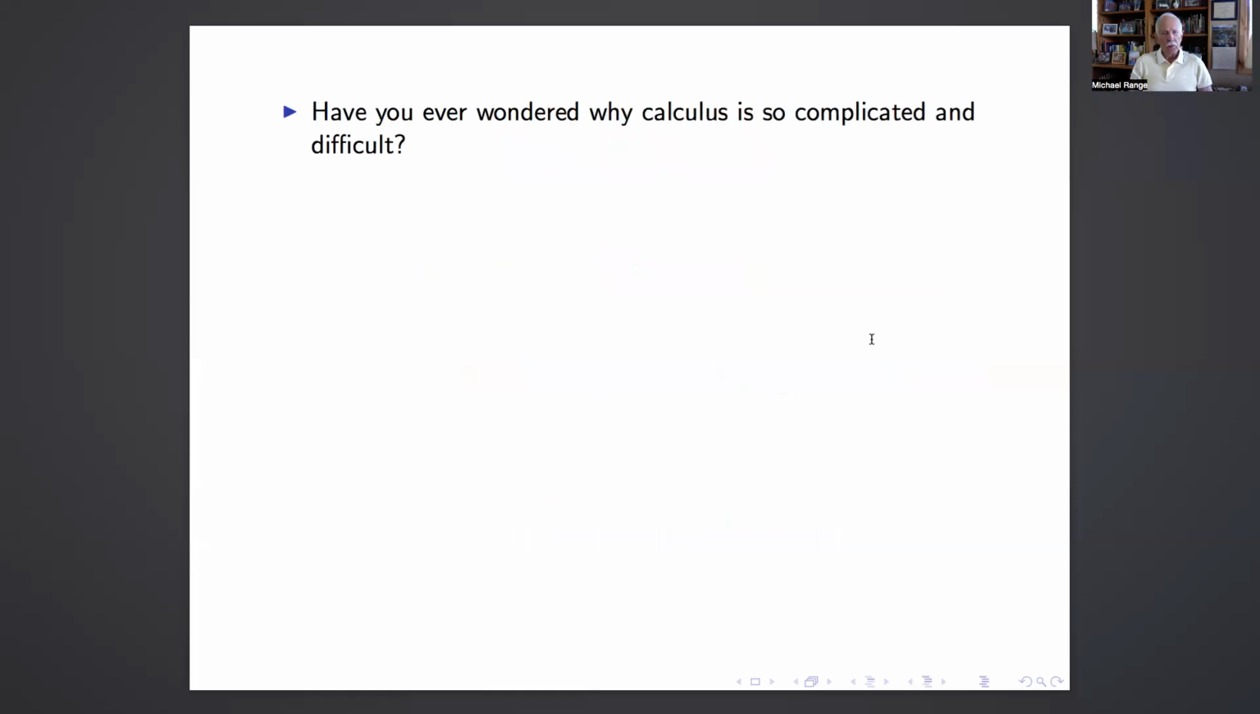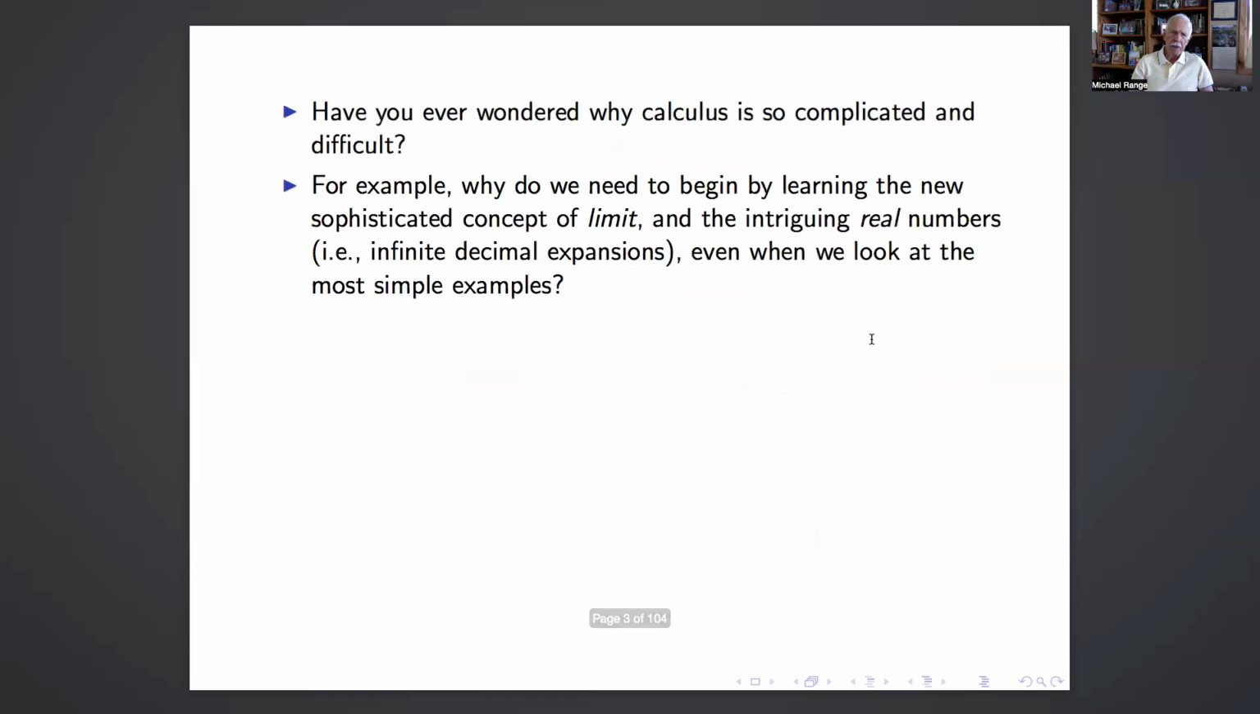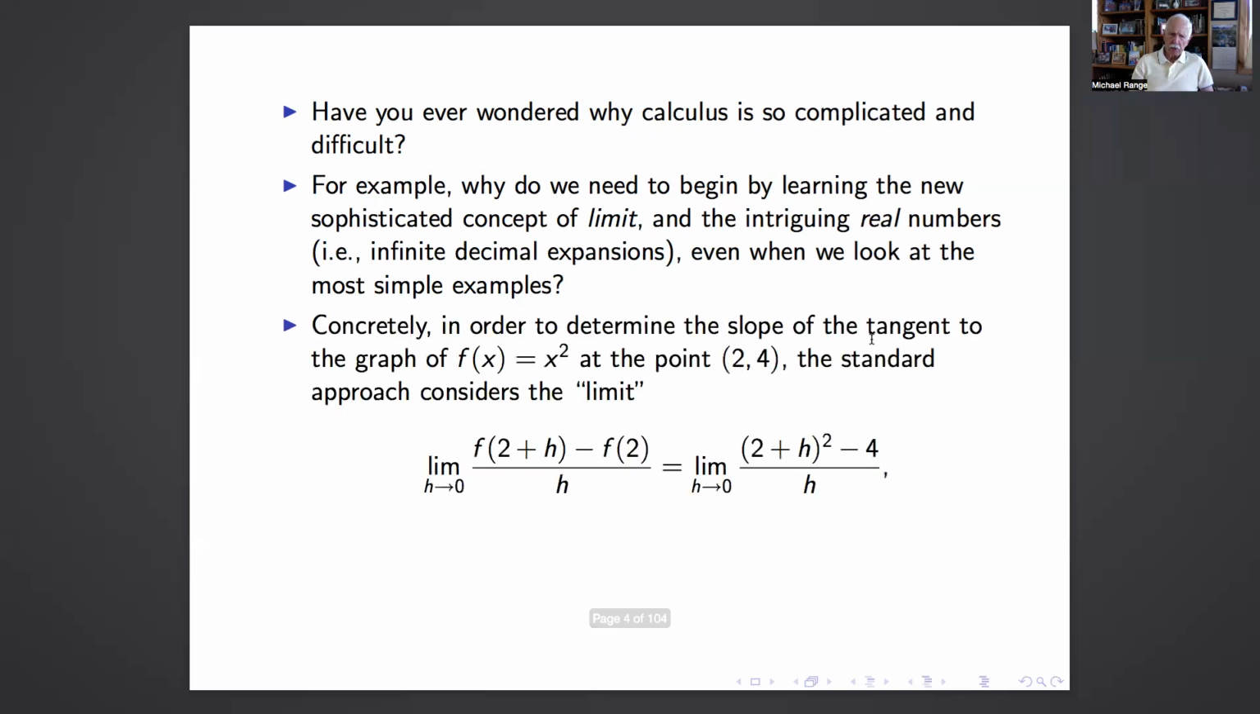Have you ever wondered why calculus is so complicated and difficult? For example, why do we need to begin by learning the new sophisticated concept of limit and the intriguing real numbers, that is, involving infinite decimal expansions, even when we look at the most simple examples? Concretely, let us look at the slope of the tangent to the graph of f of x equals x squared at the point (2, 4).